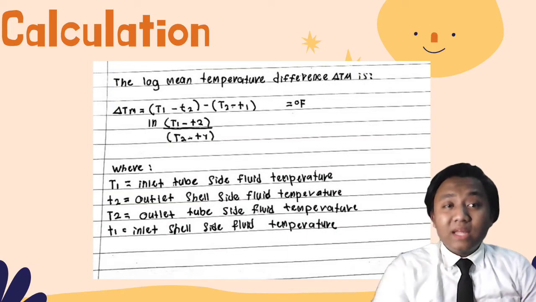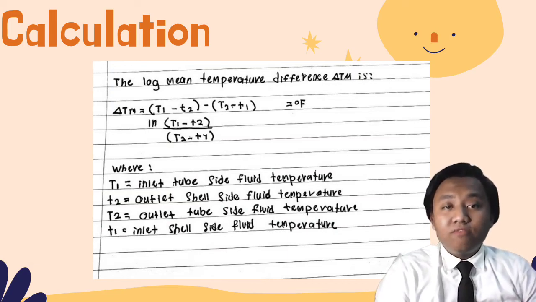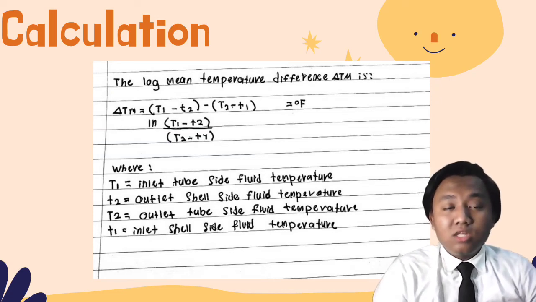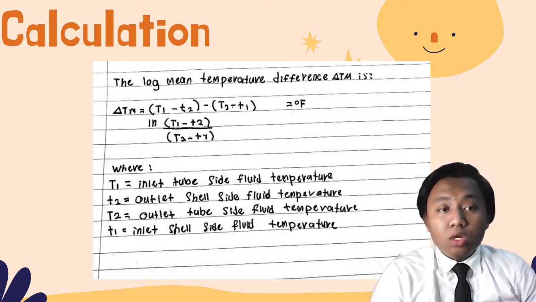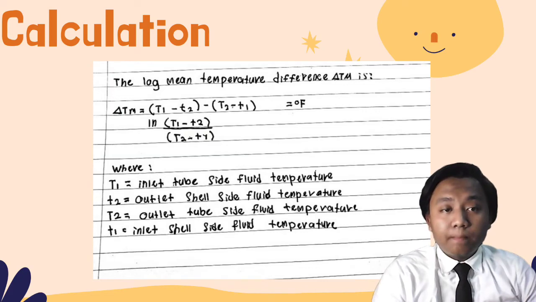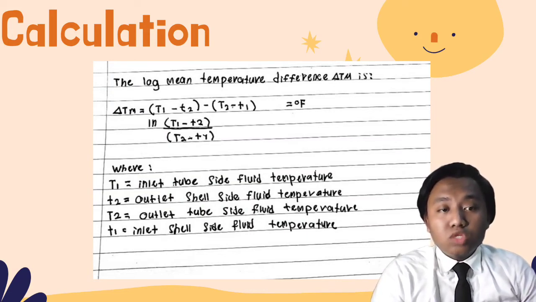Next, the log mean temperature difference ΔTm is given by this formula. T1 is the inlet tube side fluid temperature, t2 is the outlet shell side fluid temperature, T2 is the outlet tube side fluid temperature, and t1 is the inlet shell side fluid temperature.